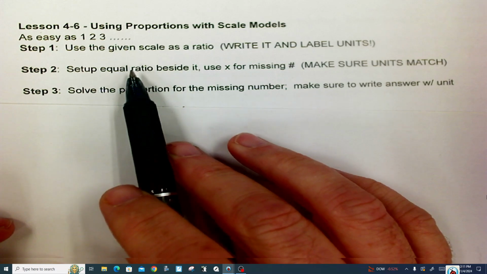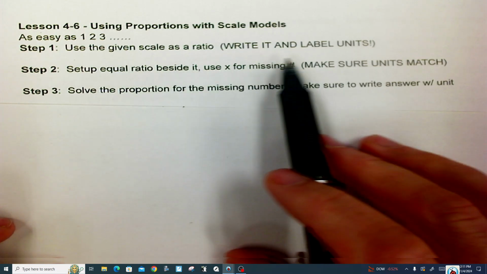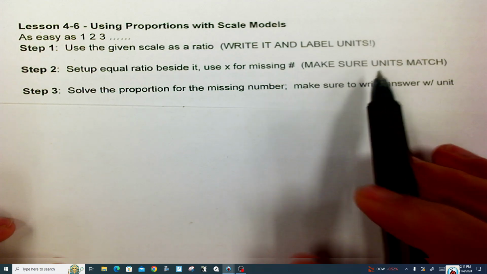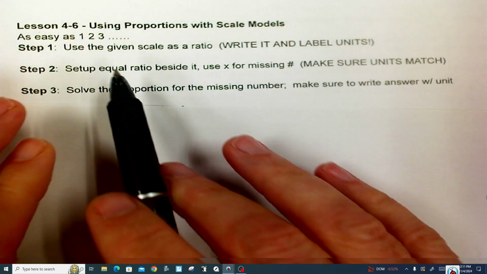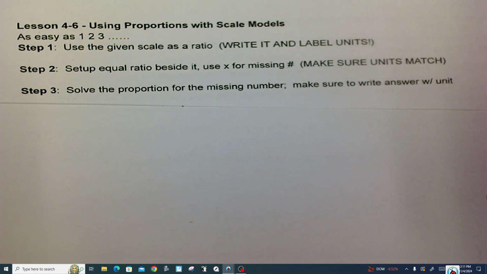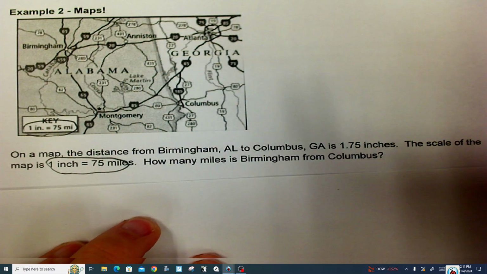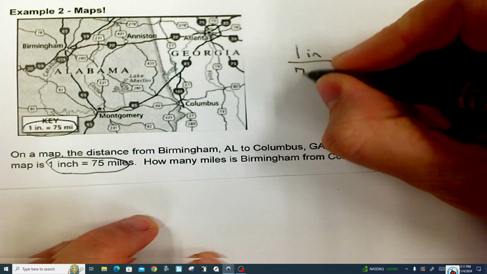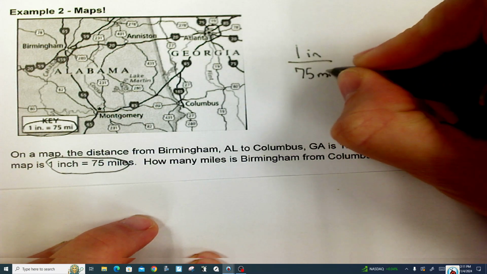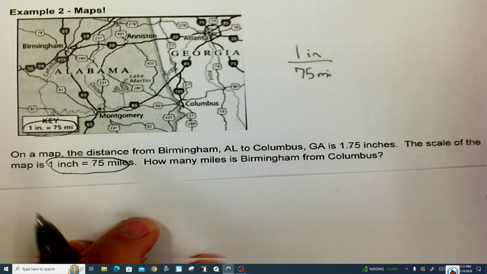And then right next to it, make an equal ratio and make sure that you label the units so they match. So let's go do that part, and then we'll worry about the rest of step 2. Okay? So I'm going to go ahead and write this even though I haven't even read the problem yet, which is not a great practice, but I'm just setting it up there. 1 inch equals 75 miles. Now let's just read it.